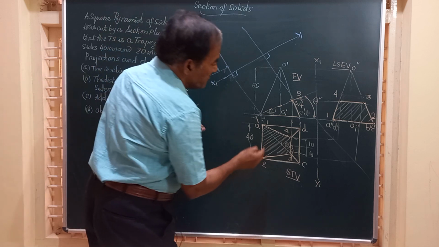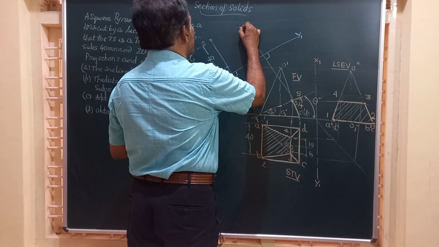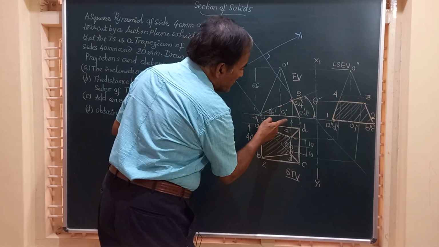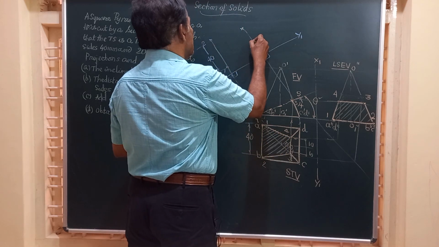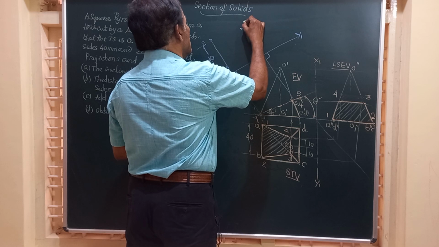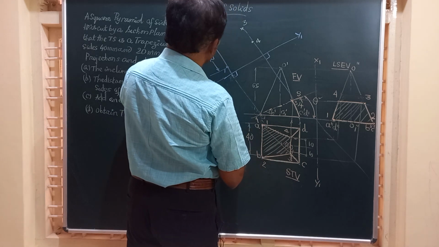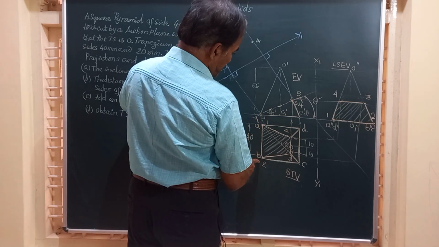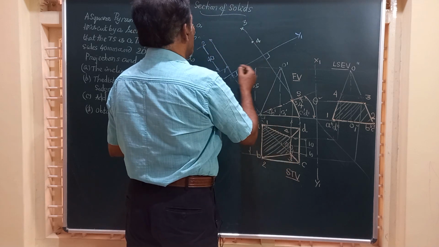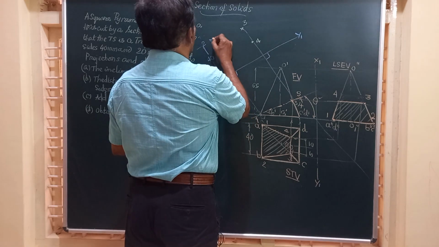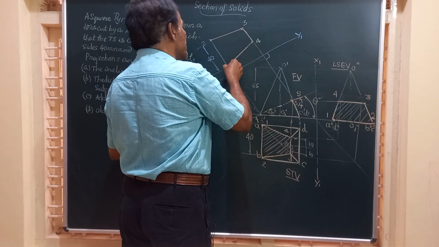Then I should get 3. 3 means the distance from XY to this is 3. So it is going to be somewhere here. And for 4, the distance of 4 from here to here has to be taken and marked on this. And friends, this is 1, 2, 3 and 4. They come in order. 1 is nearer, 2 is away, 3 is away, 4 is near. These are the 4 points you get. We will join all these points by straight lines to obtain the true shape of the section.